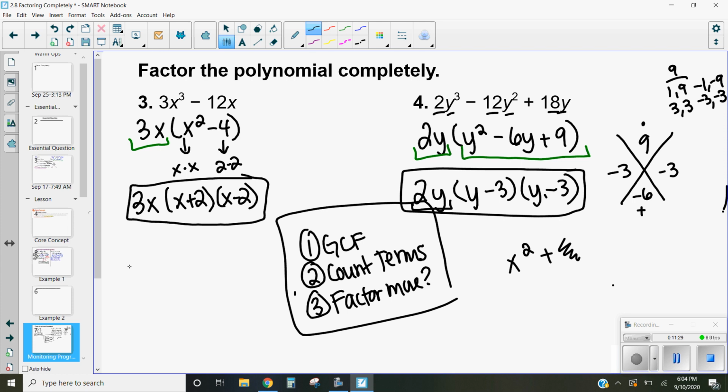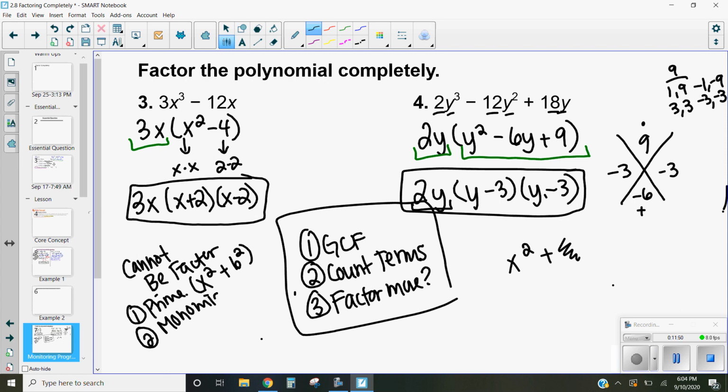Remember, the things that cannot be factored are going to be something that's prime. So that means it's going to be like an x squared plus something else squared. Option number 2 is it's a monomial. Or option number 3, it has a degree of 1 for our polynomial. If it's one of those 3 things, we cannot factor it any further.